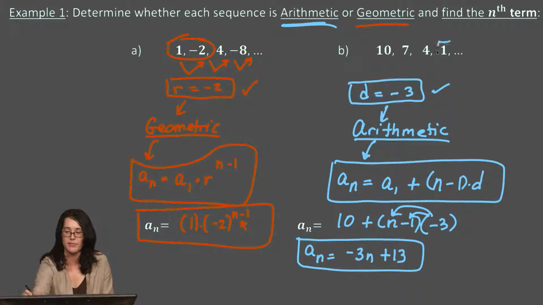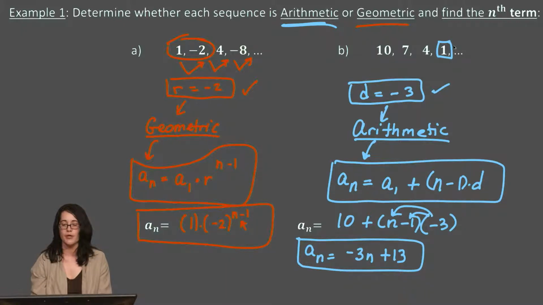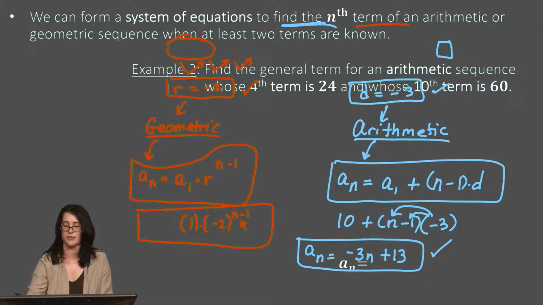For example, the fourth term should give me an output of 1. So plugging in n equals 4, we'd have 4 times -3, which is -12, plus 13, which is 1. So this is, in fact, our general term. Okay. This is a very important skill. If you're going to go on to your future homework problems, to future sections, you'll want to make sure you've practiced this skill sufficiently to master it. Okay? Well, let's take a look at our next example where we put that to use.